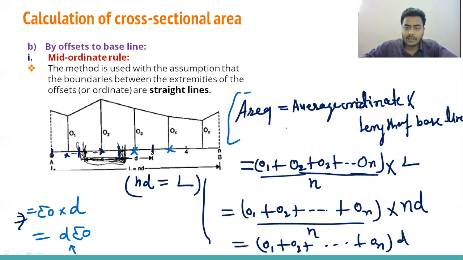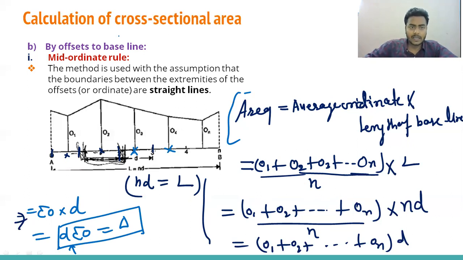Then for the area, we can calculate the average ordinate into the length of baseline. The length of baseline we have is nD. The average ordinate we can calculate as the summation of ordinates divided by the number of ordinates, right? So we get this formula, and this will be the total area. This method is applicable when the surveying is going on in a strip form, like for excavation of a road or earthwork, we can calculate like this.